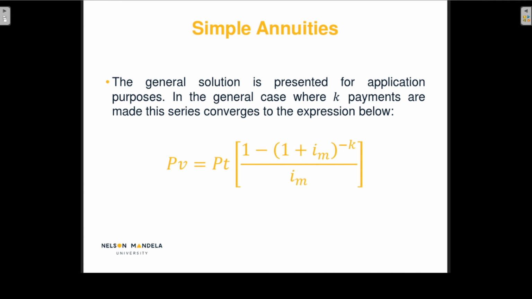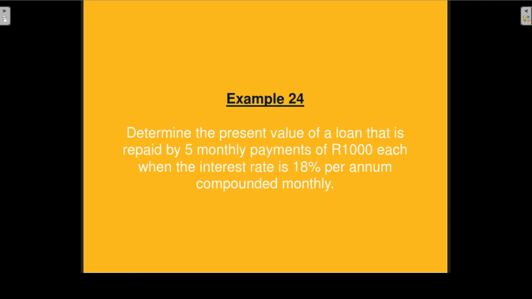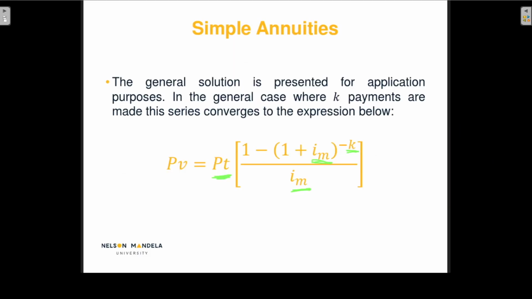So the general solution for the present value of an annuity with K payments is the payment times 1 minus (1 + i_m) to the minus K, over i_m. We know what the payment is: that is the regular equal payments. The i_m is our interest rate and K is the number of payments that we make. So we can now redo example 24 by making use of this general formula. That is example 25 in your notes.